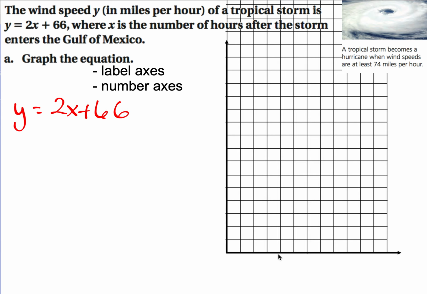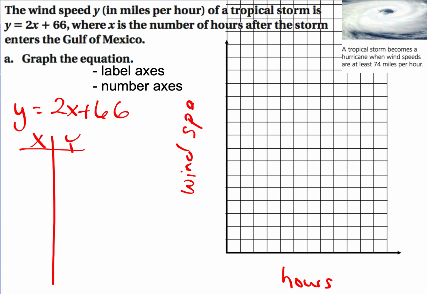Okay, first thing we would do is make a table. X is the number of hours, right? Let's actually go ahead and label the x-axis with hours. And the y-axis is wind speed. I'll go ahead and label that.